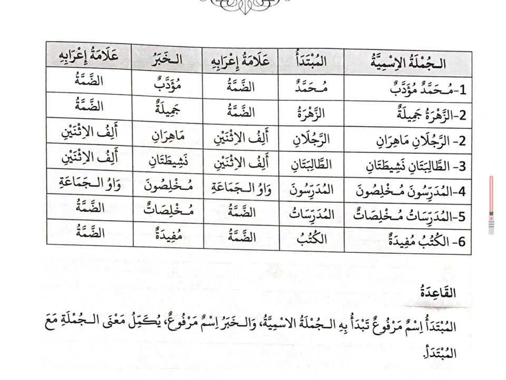Okay, we go to example number 5. I skip these 3 examples because they will have different endings. Now we look at number 5. Al-mudarrisatu mukhlisatun. Al-mudarrisat, this is the mubtada, and as usual we say mubtada is marfu'. So when something is marfu', we end the word with a dhamma. So we say mudarrisatu.